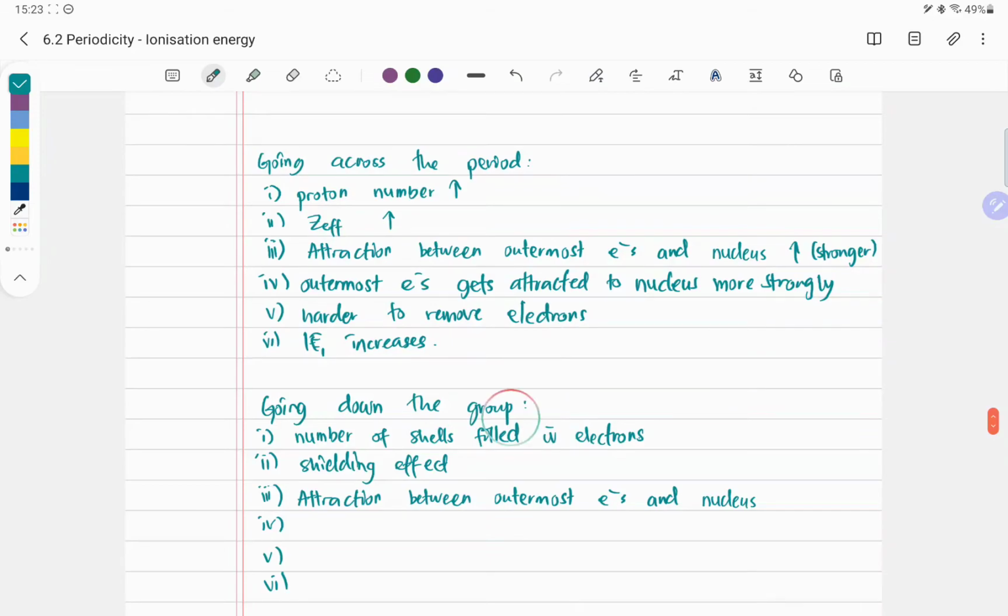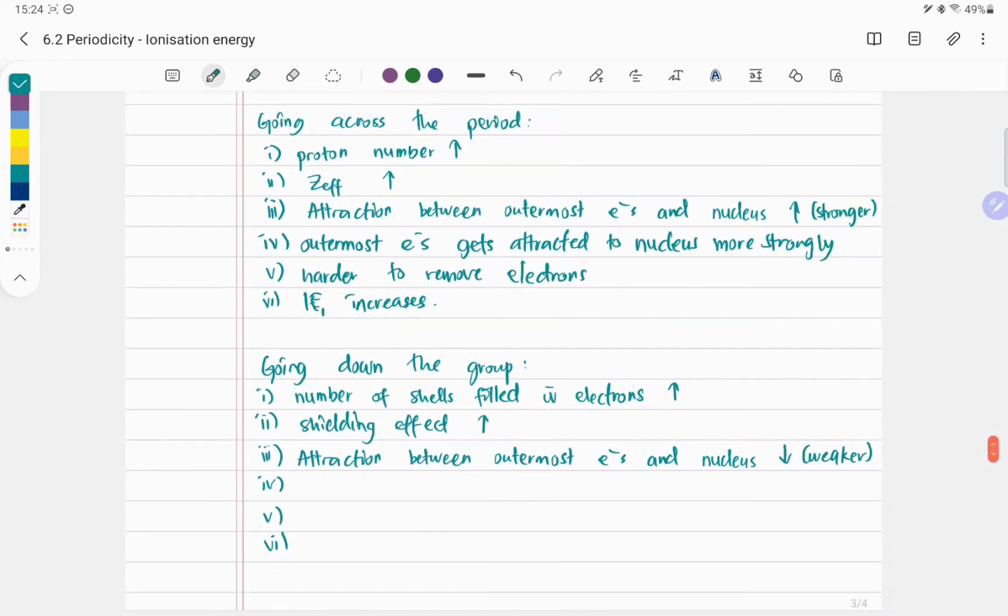Sama juga kalau kita nak explain down the group, as we know, number of shells filled with electrons as we go down the group, dia punya number of shells itu increases, and because of that, shielding effect pun increases. And attraction, sebab shielding effect makin tinggi, attraction between outermost electrons and nucleus becomes weaker. Weaker, sebab kita tengah cakap pasal strength, kita guna perkataan weaker ataupun stronger.